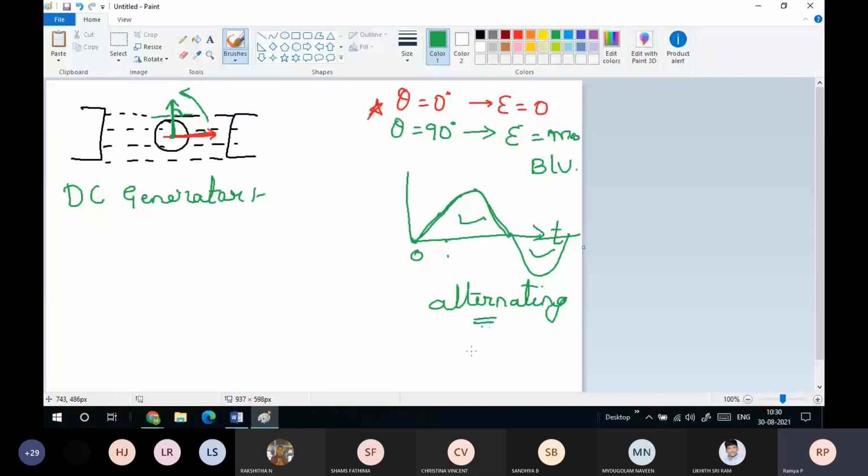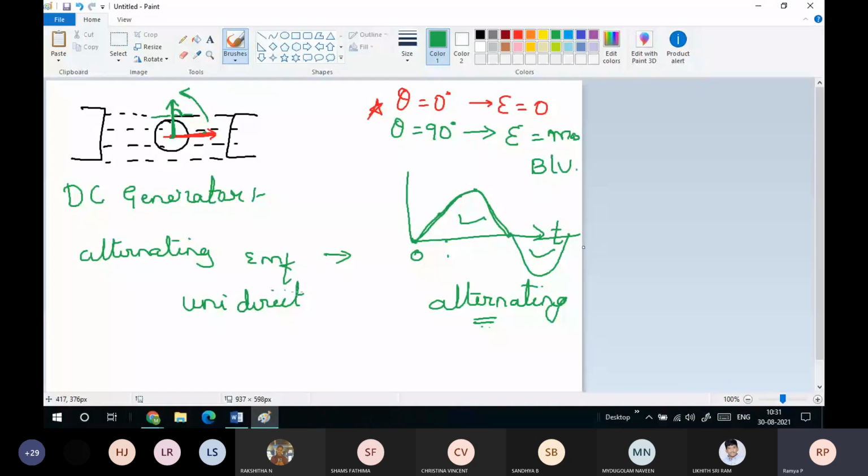Now I should have the DC voltage, okay, not the alternating EMF. So to have a DC voltage, I should use one particular device in a DC generator wherein it converts alternating EMF to a unidirectional EMF, or a DC also you can say.